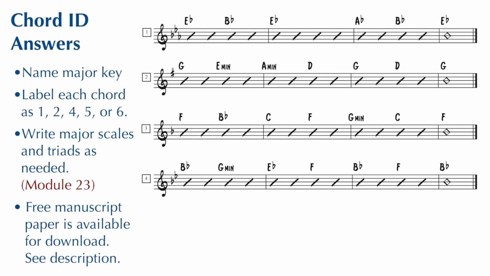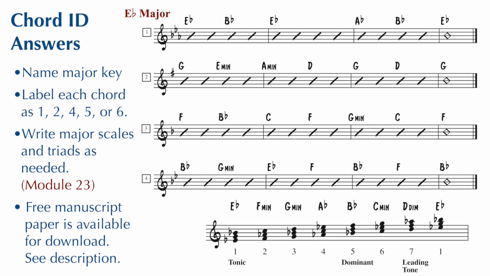Number 1 has 3 flats in the key signature. That puts us in the key of E flat major. For reference, you can write out the E flat major scale and its triads. From there you can see that, of course, E flat is your 1 chord, or your tonic. B flat is your 5 chord, or your dominant. E flat again, so that's going to be your 1. A flat, that's going to be your 4 chord. B flat, there's your 5 chord again. And E flat, that's your 1 chord again.